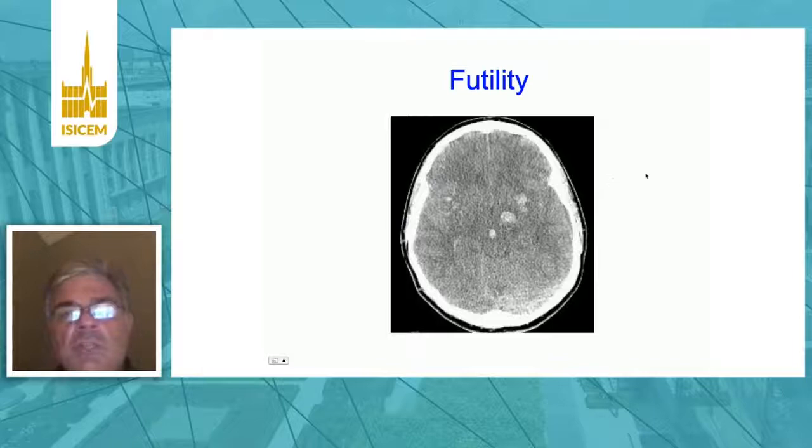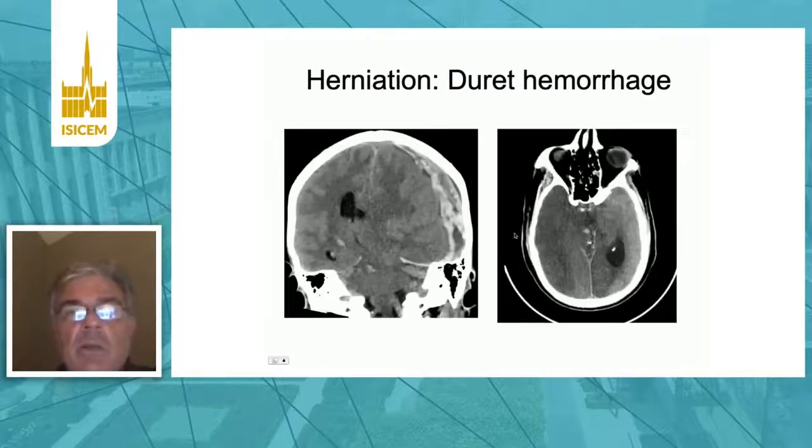We can also use CT to decide if patients should be treated. In other words, is there futility in the management? This patient has diffuse swelling. You can see these multiple contusions, including deep white matter, and is likely to have a very poor outcome, and depending on other factors, care may not necessarily be rendered.